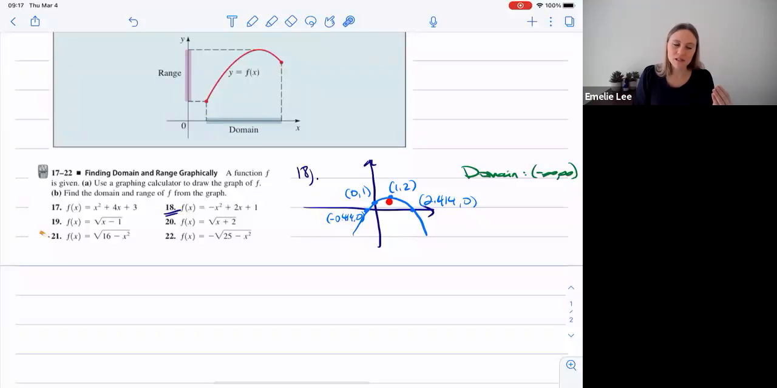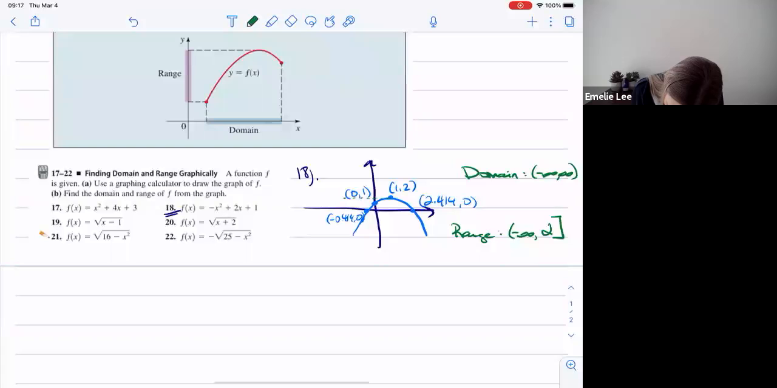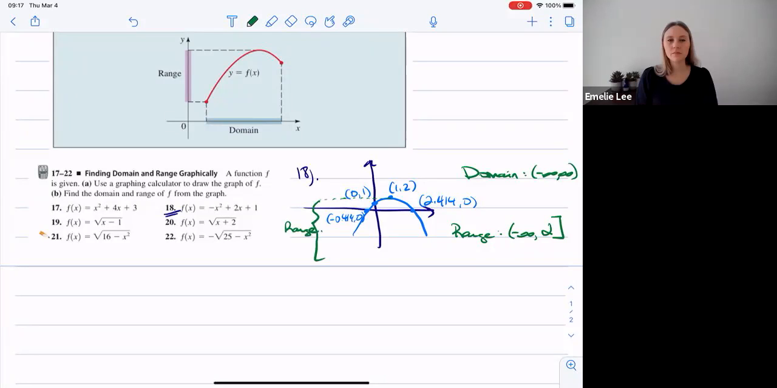And so it's going to include this maximum, but then it's going to go down to negative infinity, right? All these y values are less than 2, right? And so how we're going to write this out is from the graph, we see that the range is from negative infinity up to 2, including 2. Just because here, this is the range.